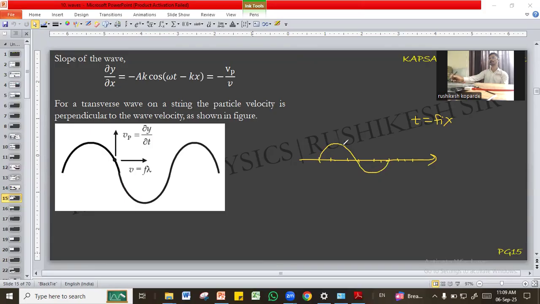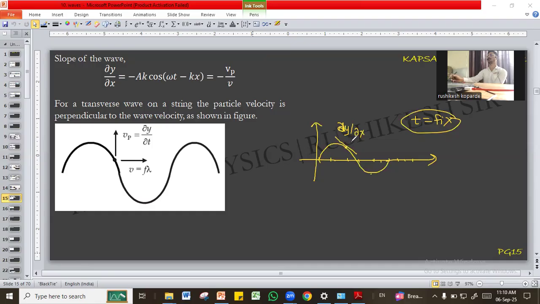This particle is at extreme. This is at mean. This is at negative extreme. This is at mean. Now, slope of the wave means dy by dx, tangent to the curve. Not dy by dx, but dou y by dou x. When you fix the time, you can take the partial derivative.